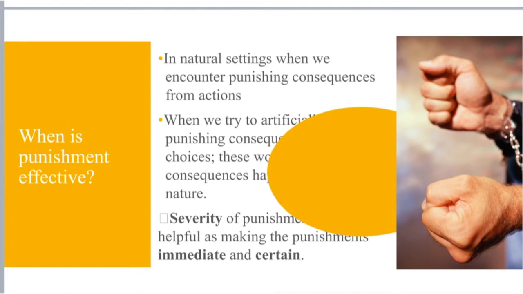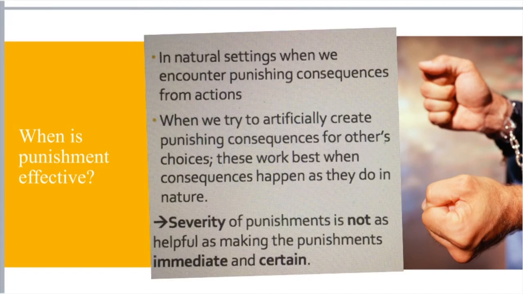So the question then is, when is punishment effective? Punishment is really only effective when it approximates the way we naturally encounter immediate consequences. To give further insight into that, in natural settings, we encounter punishing consequences from actions, for example, reaching into a fire. In that case, operant conditioning helps us avoid dangers, right? A natural consequence is you get burned when you stick your hand into a fire. So that's a positive punishment. You're adding something uncomfortable, a burn, and it's going to make you less likely to put your hand in the fire in the future.